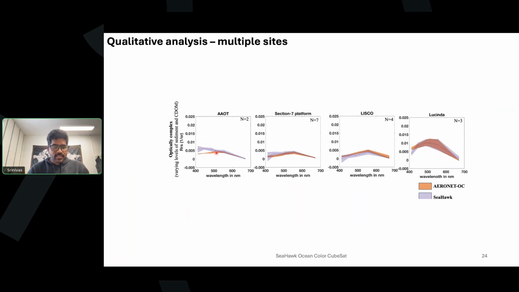At first look, we can see that the Seahawk data was able to capture the broad pattern observed with the in situ data. So the troughs and peaks observed in the in situ data are also observed with Hawkeye data. That's a good sign, which indicates that a Hawkeye sensor on a Cubesat can provide good quality data. This is just a qualitative analysis to see whether Hawkeye was able to capture the peaks or not.